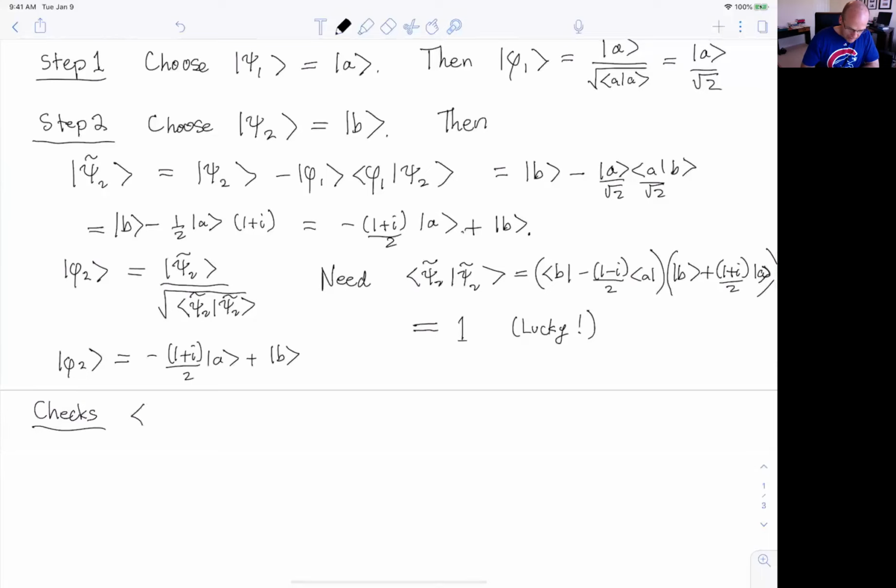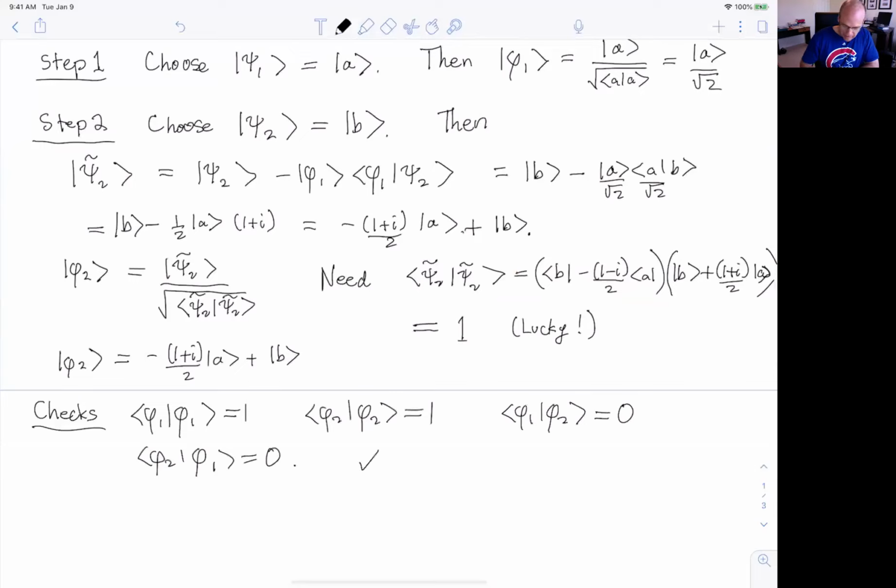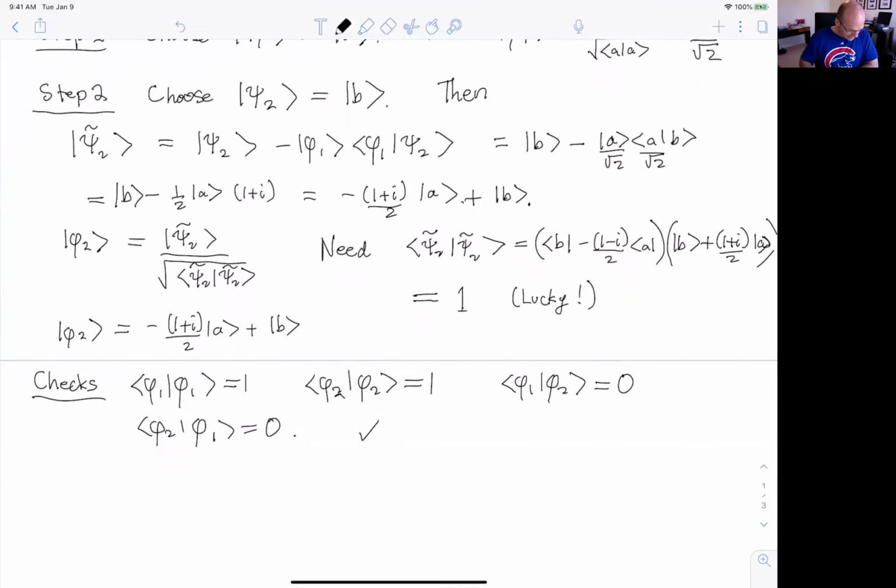So check that phi1 inner product phi1 is 1. Phi2 inner product phi2 is 1. That's really the thing right up here where I said lucky. And phi1 inner product phi2 is 0. And phi2 inner product phi1 is 0. And so all of those things put together are telling us that we indeed have an orthobasis.